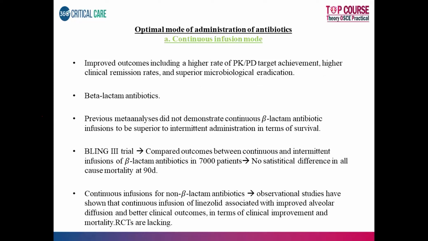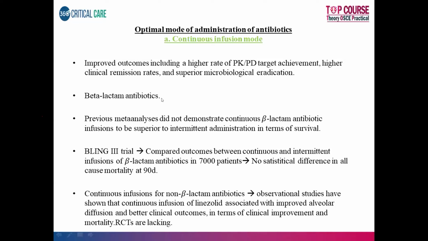Now, the optimal mode of administration of antibiotics. In that, the first is your continuous infusion mode. A lot of debate has been going on whether antibiotics, especially your beta-lactams, should be given as an intermittent dose or a continuous infusion. Most of the studies have shown that continuous infusion mode has improved outcomes, including a higher rate of PK/PD target achievement, higher clinical remission rates, and superior microbiological eradication.